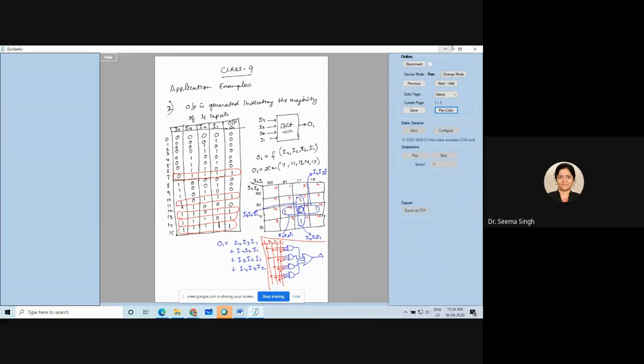So this is the complete implementation of the circuit using basic gates, and the question was designing a circuit to generate an output which indicates the majority of 4 inputs. So the output will be true if the majority of the 4 inputs is high. Did you understand this second problem? Can I go on to the third problem now? Yes, ma'am. Okay, so I will go on to the third problem now.